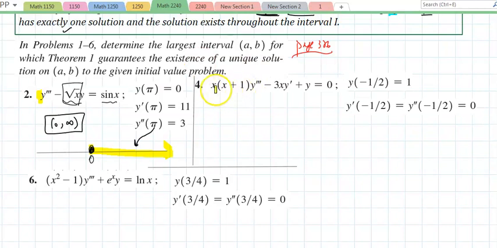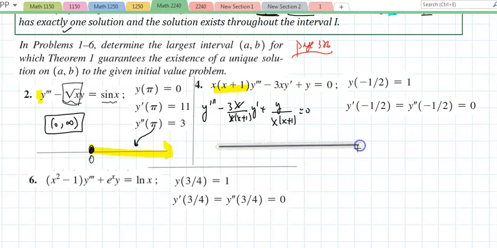How about this problem? Well, the key is to make that equal to 1, so this is really y triple prime minus 3x over x times (x plus 1) y prime plus y over x times (x plus 1) equals 0. This simplifies, not that it matters. So those are continuous as long as x does not equal 0 or negative 1. So those values you're not allowed to have.